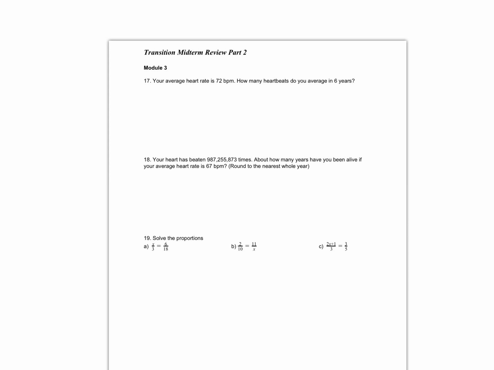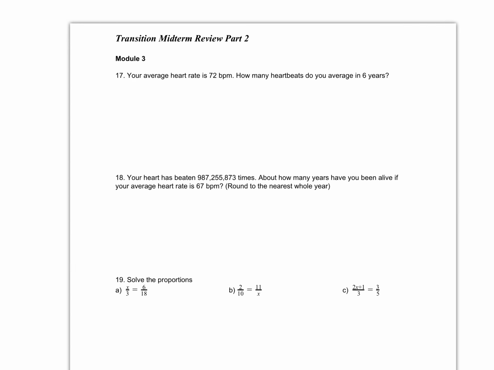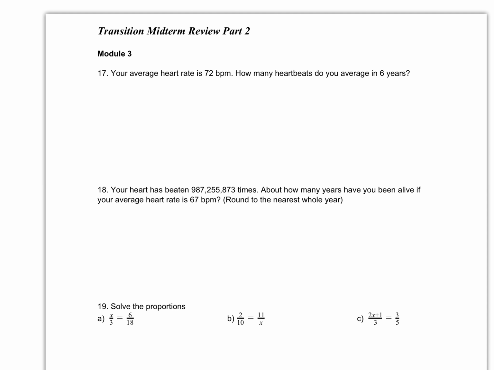Okay, looking at reviewing part 2 of the transition midterm review. Let's start with module 3 with a question that asks, if your average heart rate is 72 beats per minute, how many heartbeats do you average in 6 years? So this was the conversion questions.